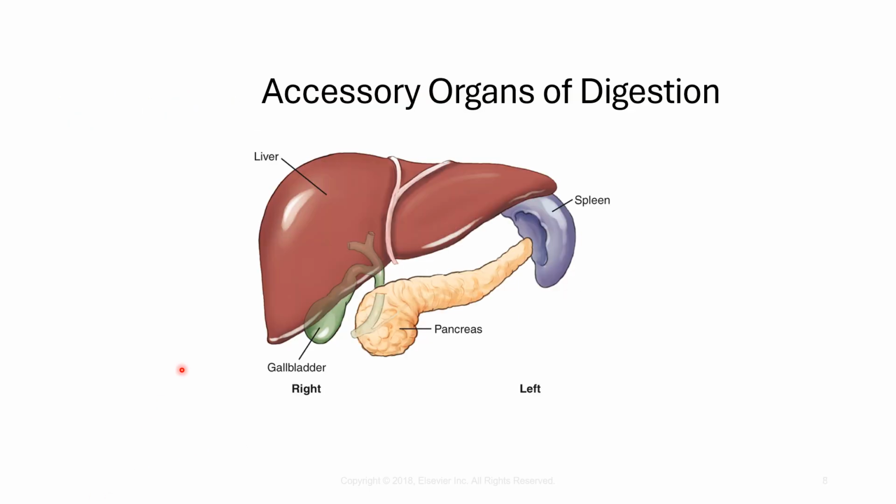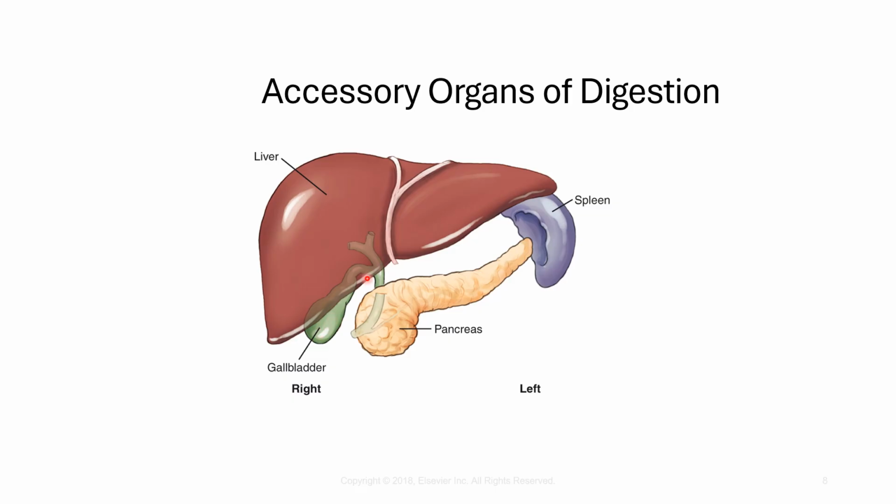We mentioned the accessory organs of digestion. So the liver is the largest solid organ in the body, and the liver has many functions, but the biggest function that is specific to digestion would be the production of bile. And bile breaks down or emulsifies fats in our diet.